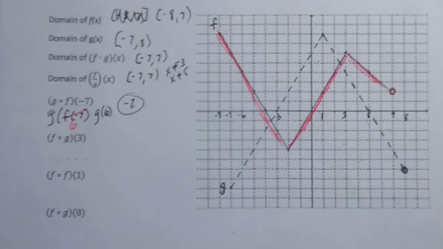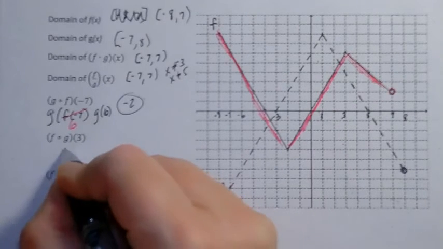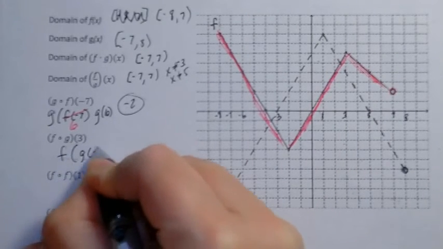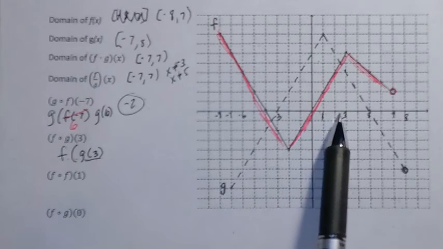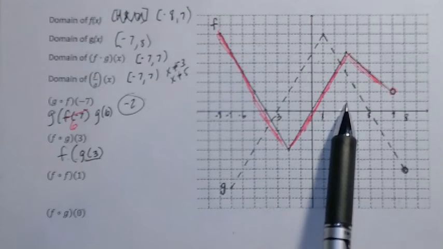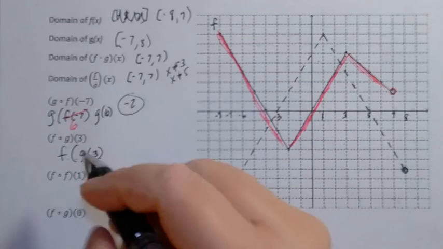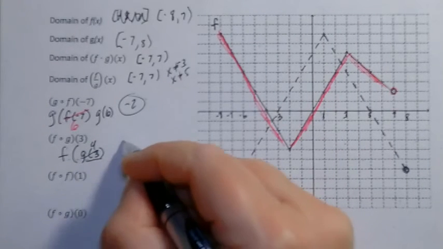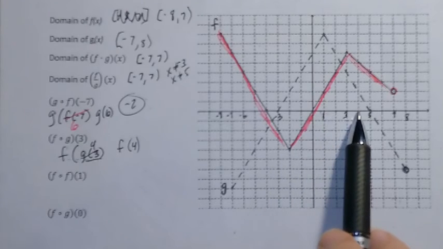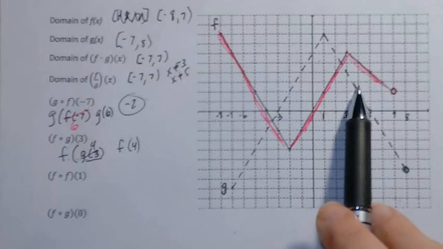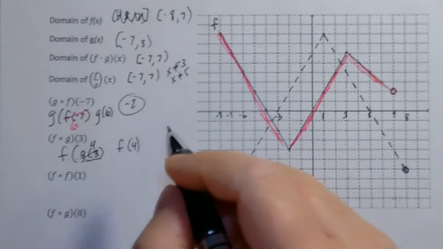All right, let's find F of G of 3. So I'm going to start by evaluating the G function when the input value is 3. So I'm going to go to input of 3 and find the G function, which is 4. Now I'm going to find F of 4. So I'm going to go to 4, and the F function is the pink function, and it is 5.